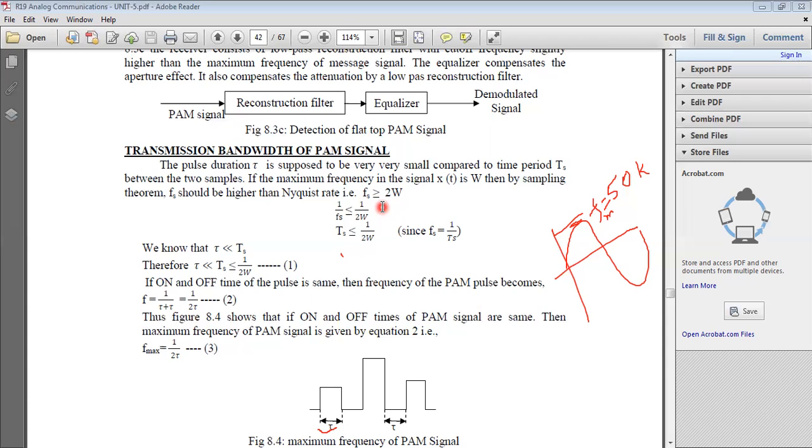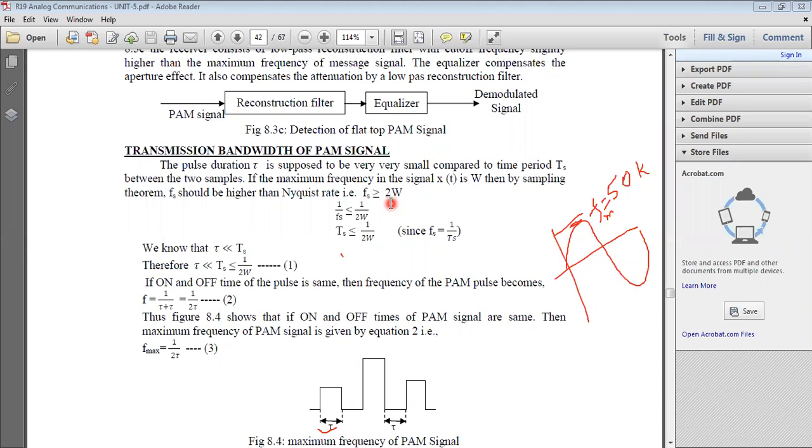So what is our Nyquist rate? The sampling frequency must be greater than or equal to 2 into the message signal frequency. That is 2 into Fm. Here I consider it as W. So therefore Fs must be greater than or equal to 2 into W. So note down this expression. According to the Nyquist rate, Fs must be greater than or equal to 2 into W. What is W? W is the maximum frequency of our message signal.